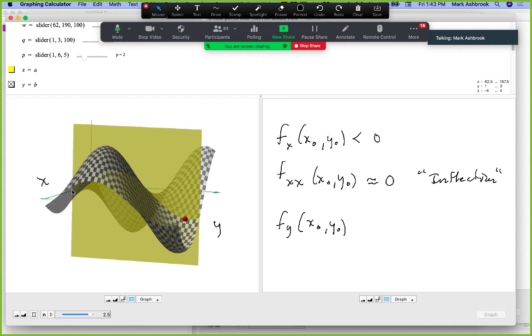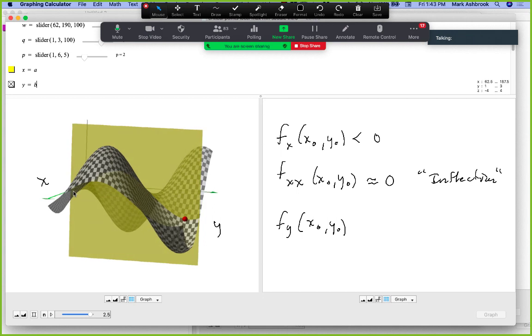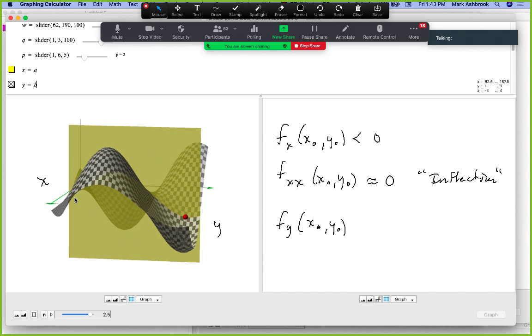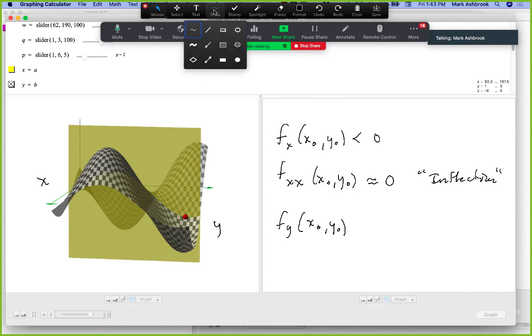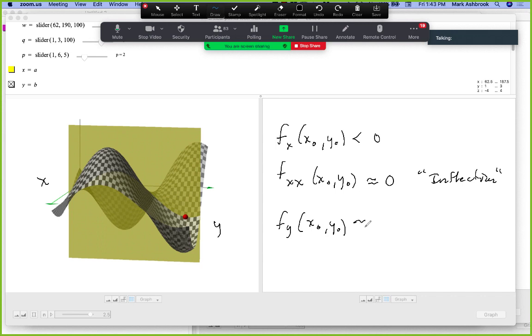It's like we've got a local minimum, right? In the y direction. Pull this down a little bit. There we go. That's pretty good. So z doesn't change. For an increase in y, z kind of stays the same. It's a local minimum in that direction.